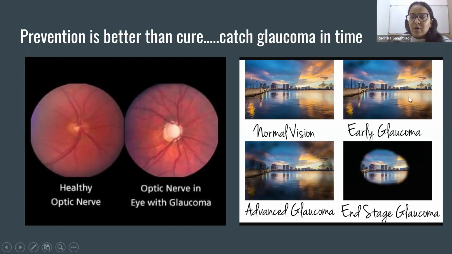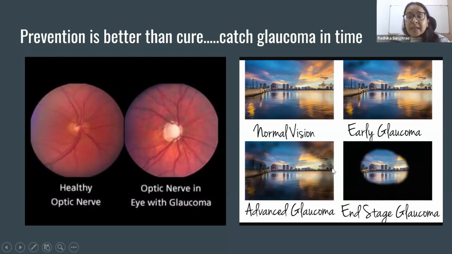You see these black spots. So generally the peripheral vision starts getting affected, and slowly in end stage glaucoma, this is what happens. You develop tunnel vision. Because of this development of tunnel vision, it's basically in end stage. It's at this stage that the patient realizes that I have glaucoma, and then it's too late.